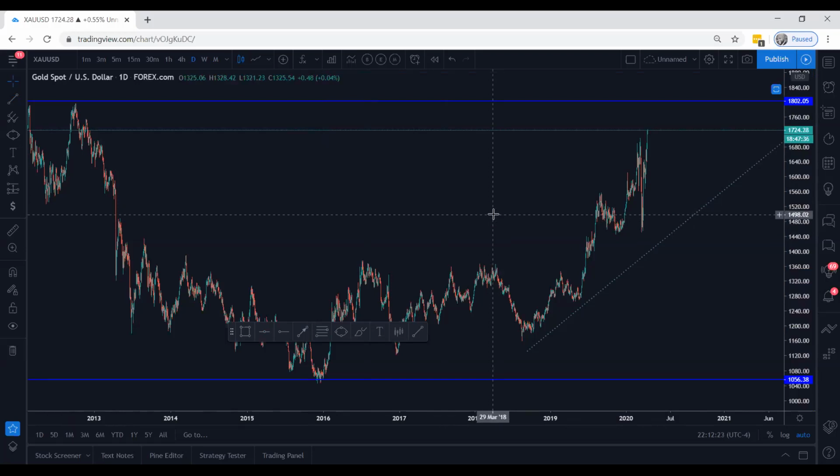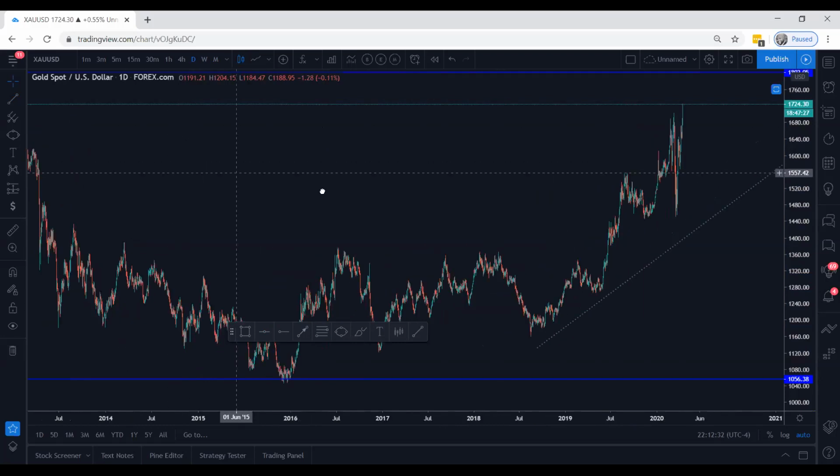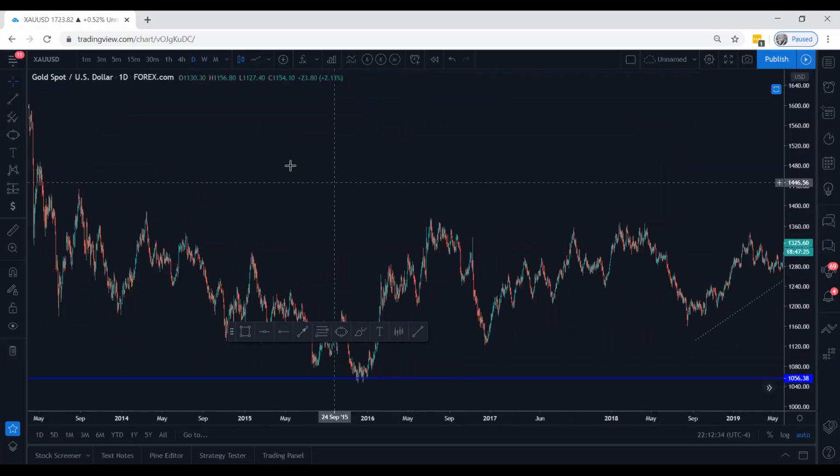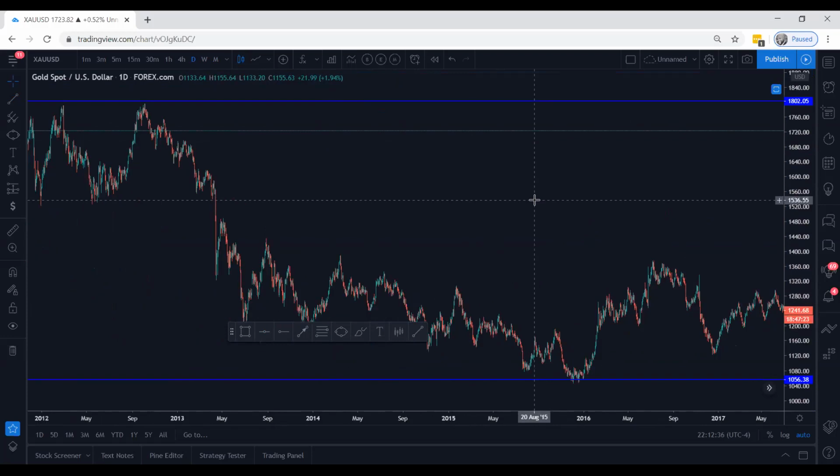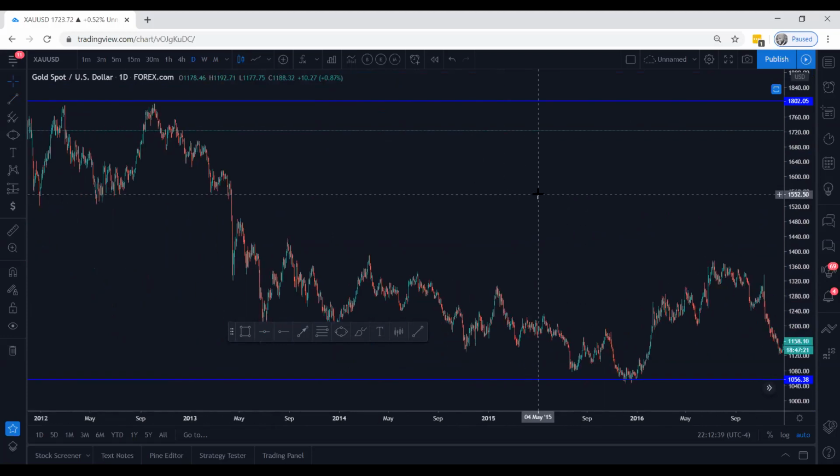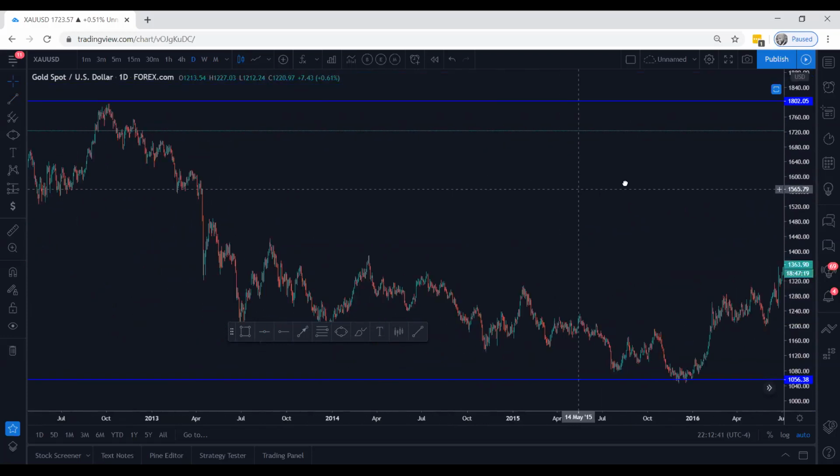Okay, so you got a really nice thing going with gold. I think it's going to come up and retest this high.